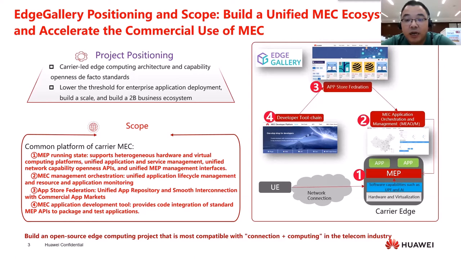The third part is the application federation. The application federation is a unified application repository with smooth interconnection with commercial application markets. That makes it easy to deliver applications from the application store to the carrier MEO or MEPM system, or to communicate between different application stores, so that we can share the application ecosystem for all carriers and application developers.